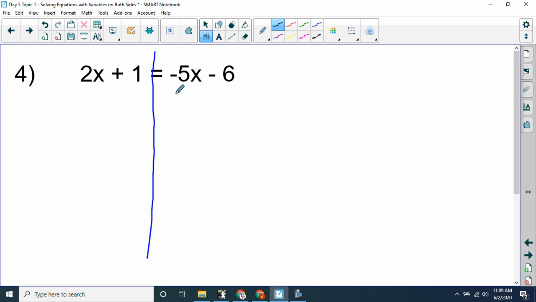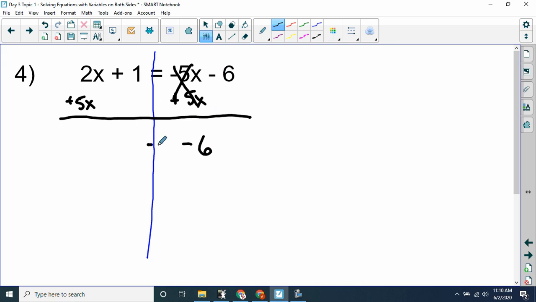I can do that by adding 5x to both sides. Negative 5x, I need to cancel that out. I add 5x. These cancel. Negative 6. Don't forget your minus sign. Bring that minus sign down. 2x plus 5x is 7x. And I've got this plus 1 right here.